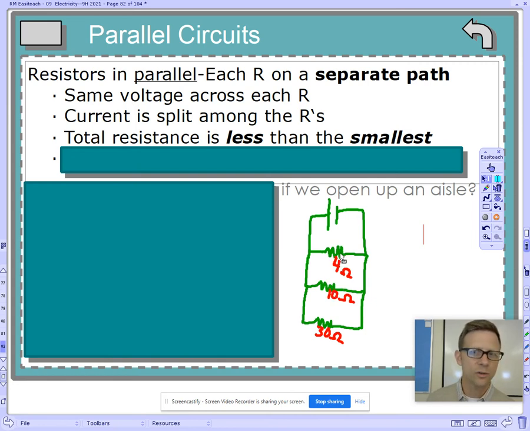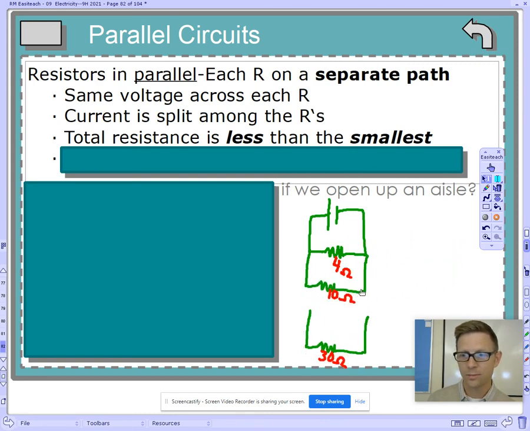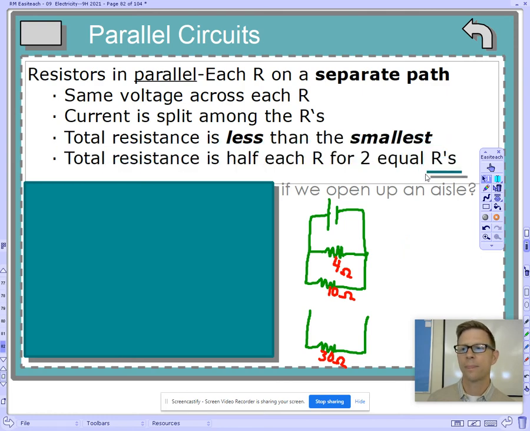But this is 3 amps. This is 1.2 amps. That's more current flowing when we added this resistor. Again, this is just 3 amps. Now it's 4.2 amps because I added 1.2 amps. That is the equivalent of a lower resistance.